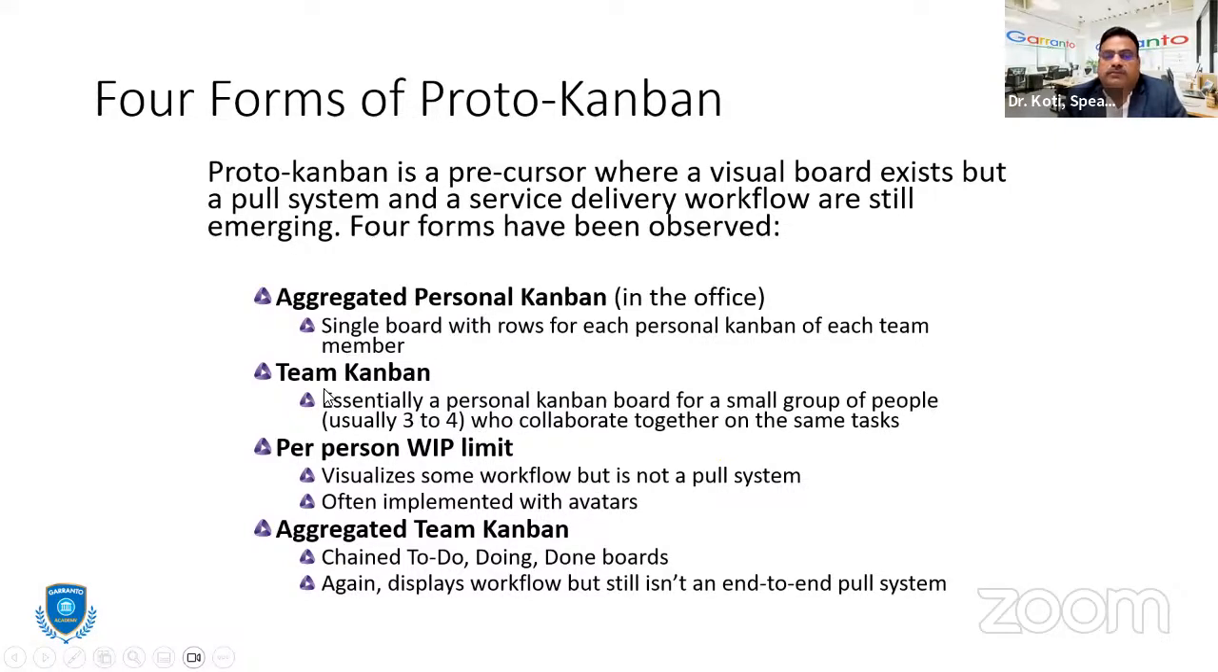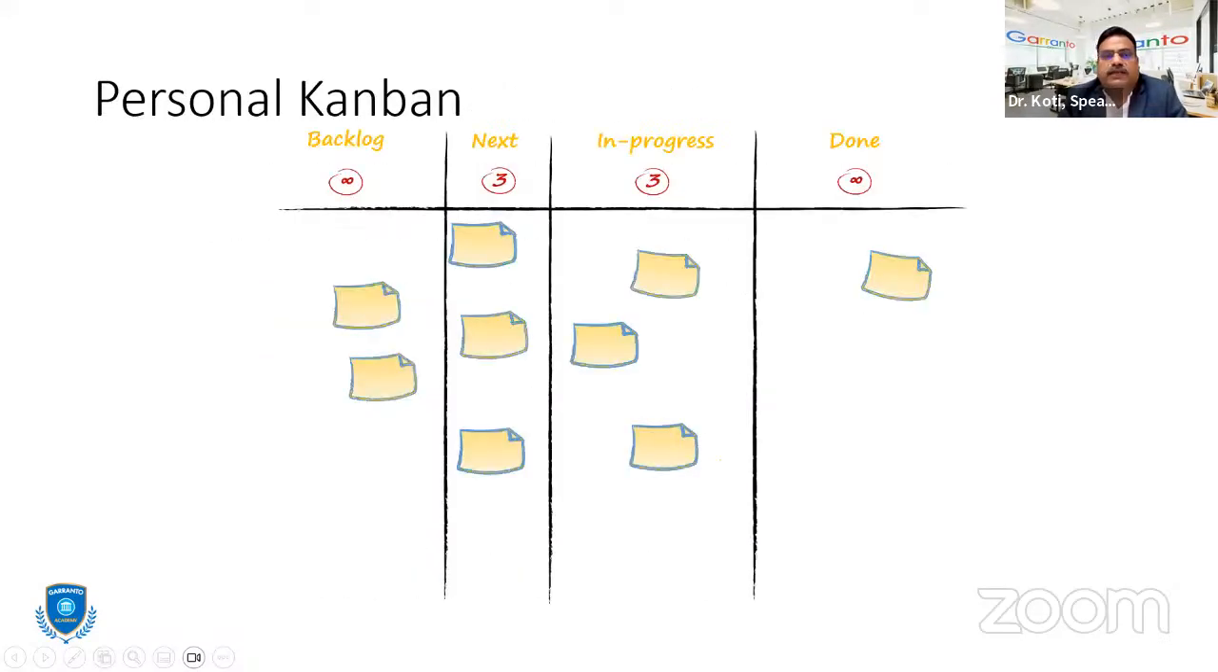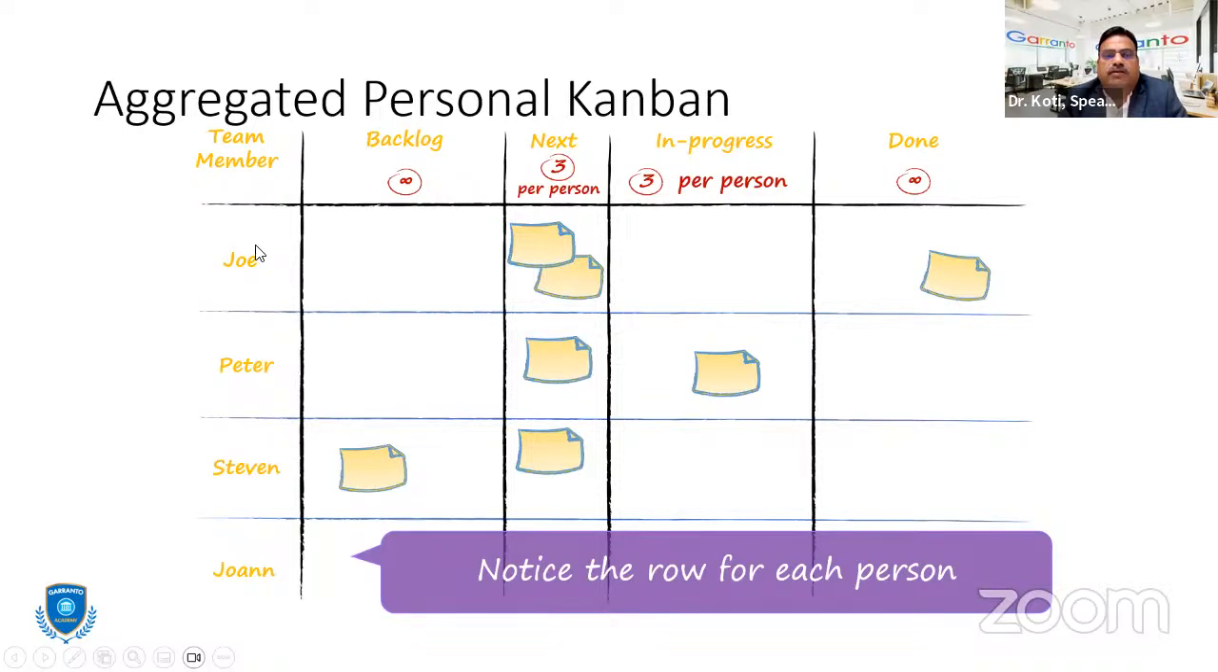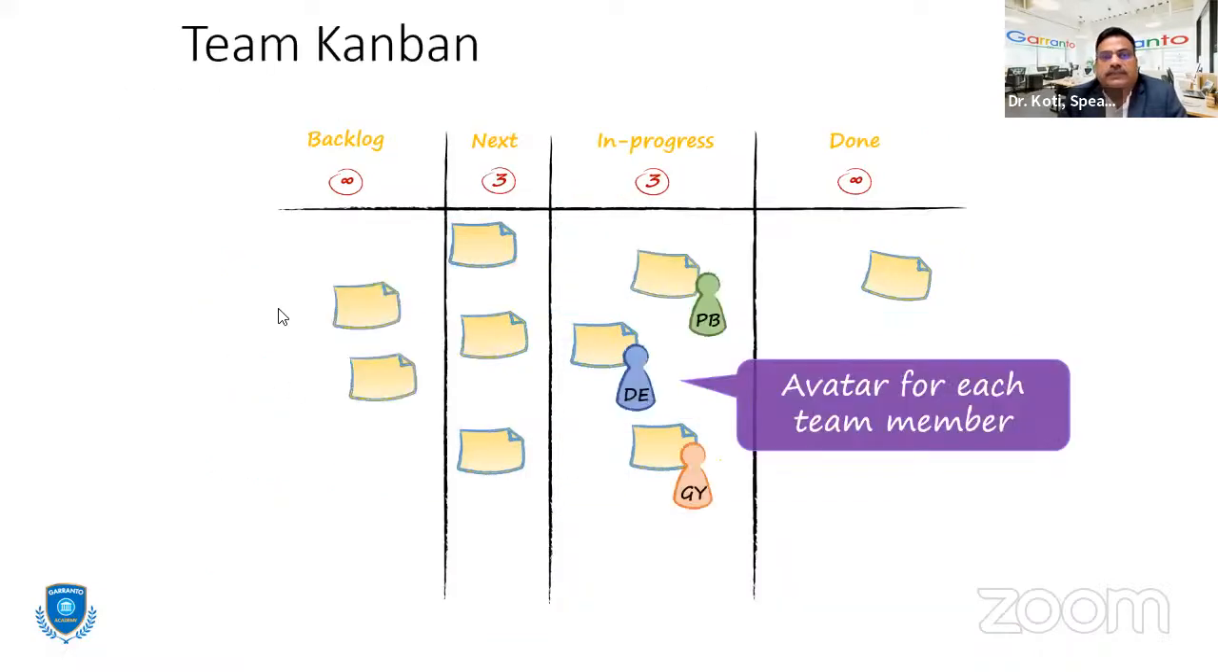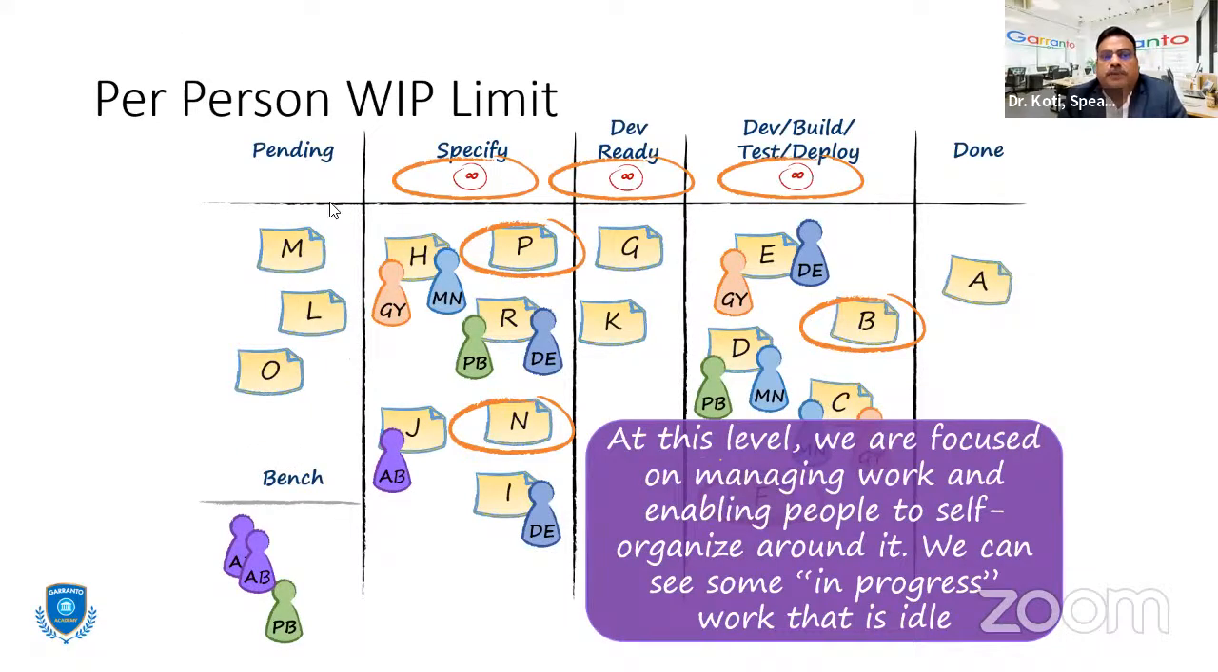A team Kanban, a per person WIP limit, aggregated team Kanban. As the names indicate, if somebody is tracking their own tasks on the board, this is called personal Kanban. Here multiple people are working. Each row is for one person. We call this aggregated personal Kanban. This is a team Kanban. Instead of a person, all this backlog is for the entire team. Whoever is working on an item can keep some avatars on the work items, but the board is for the entire team, not a person. This is per person WIP limit.